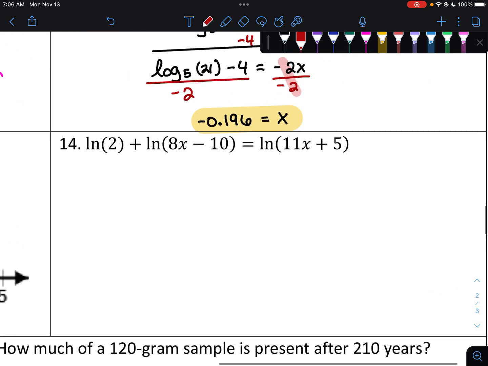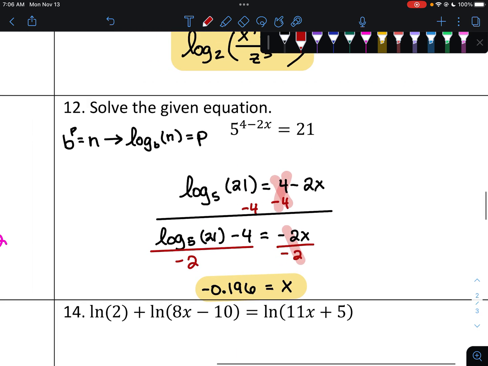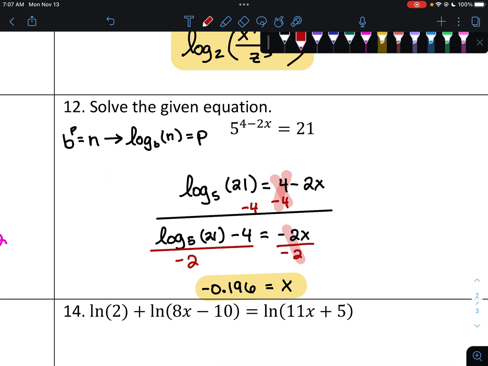Looking at number 4. Oh, now that I'm looking at number 12, I think I typed it into the calculator wrong. So let me retype that in. Alpha window 5. I think I typed in a base 2 instead of base 5. So let me retype it, make sure I got the right number. There we go. So I did not get the right number.